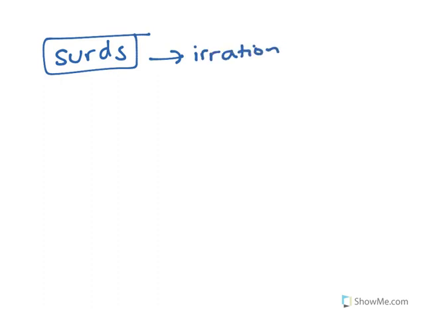Okay, so this is just a quick explanation on surds. Now, a surd is basically an irrational number. An irrational number is a number that goes on forever and ever after the decimal point and doesn't repeat or doesn't recur.